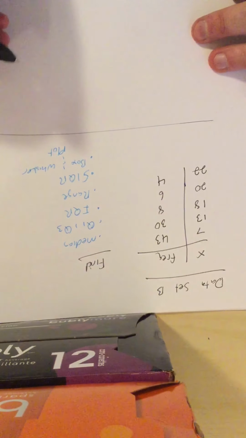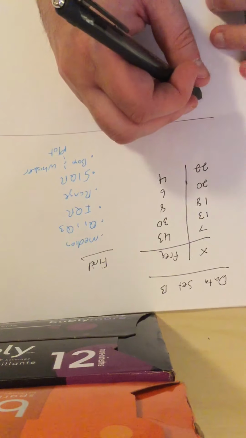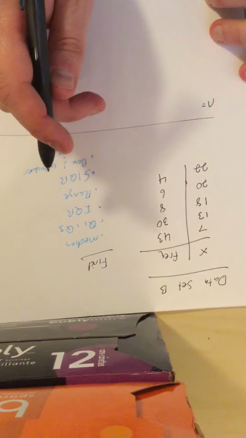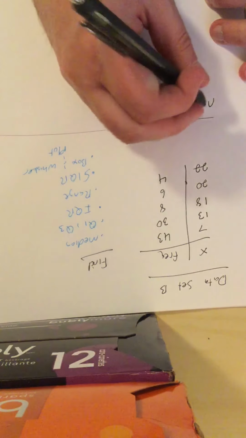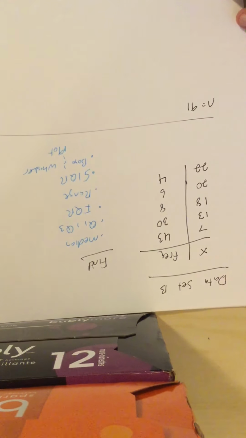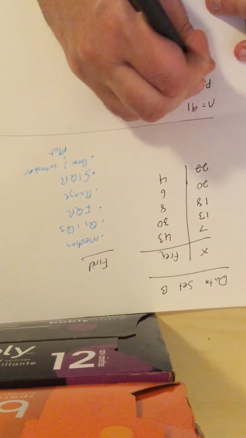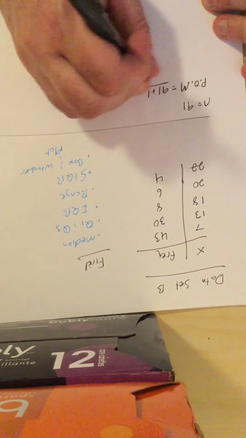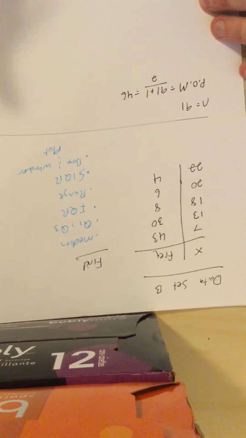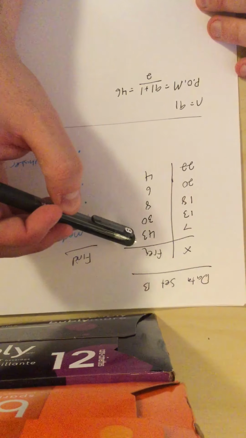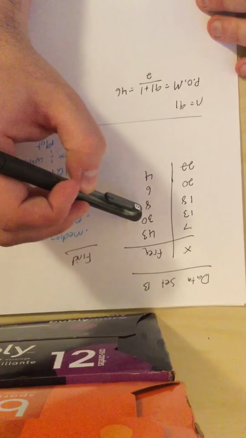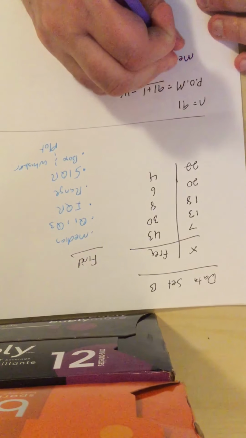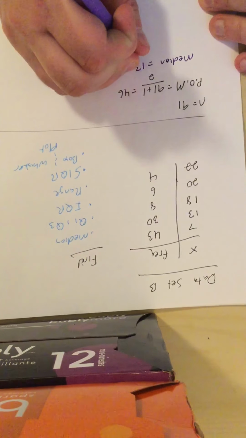So, the n here is 91. The n is 91. So the position of the median is going to be 91 plus 1 over 2, which is 46. And the 46th number, so there's 43 numbers that are 7s, and the 46th number would actually be over here. So the 46th number is going to be a 13. So the median is a 13.